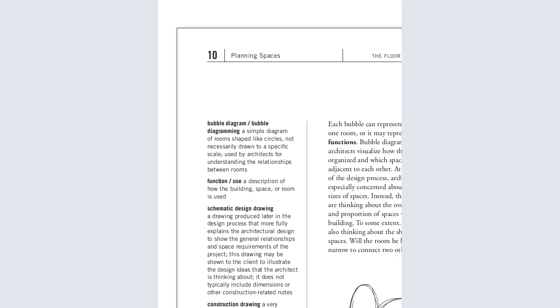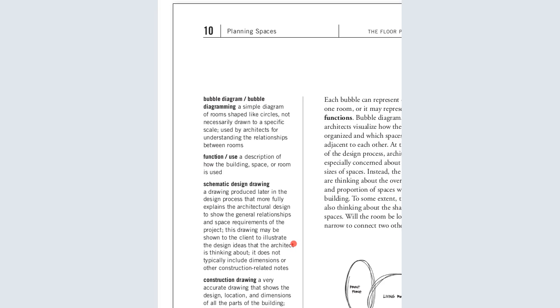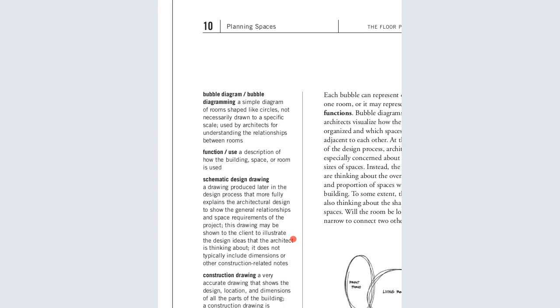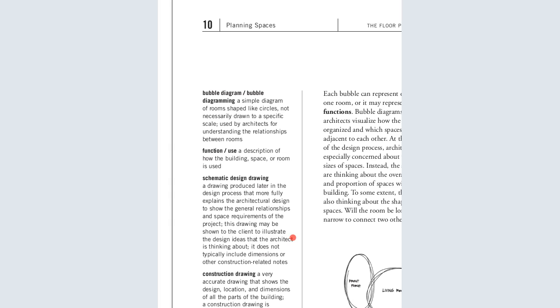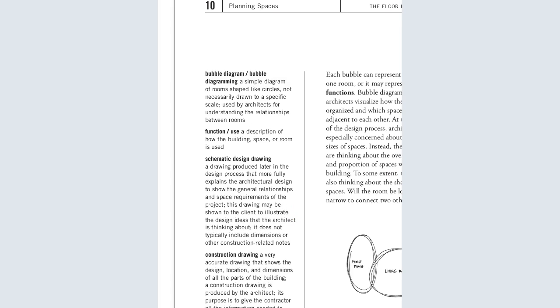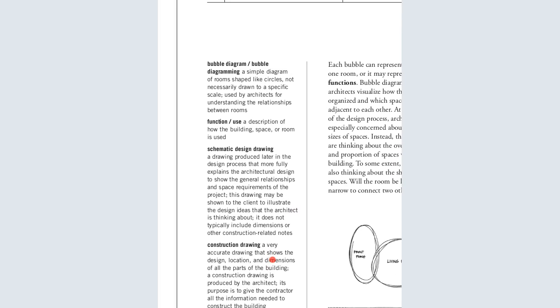Those things are very important for you. The bubble diagram: a bubble diagram is a simple diagram of rooms shaped like circles, not necessarily drawn to a specific scale, and used by architects for understanding the relationship between the rooms. We have the function and use description of how to use the building and space.